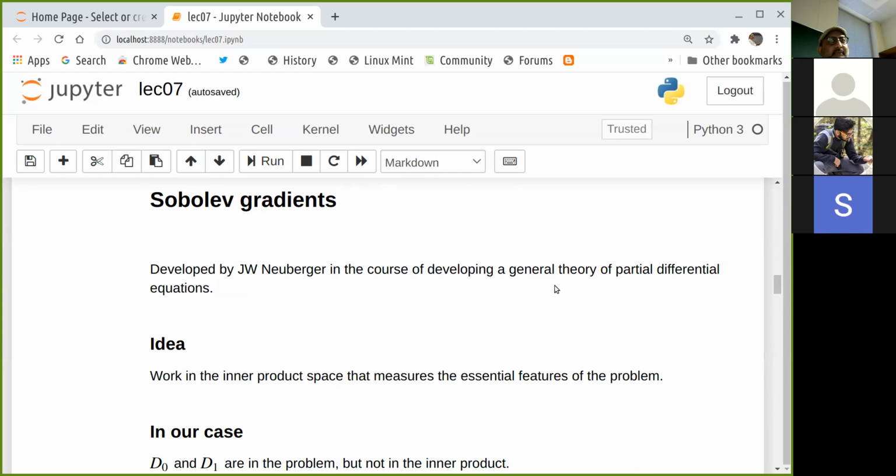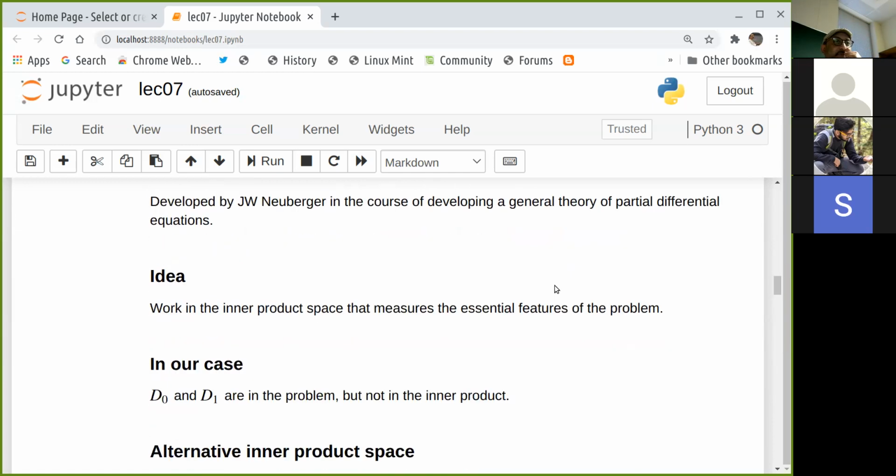And so what Neuberger would say here is that you're not measuring the right things with your inner product. D0 and D1 are quantities of interest in the problem, but you are not using an inner product which includes those. You are not using an inner product which involves d0 of u and d1 of u, even though these are quantities of interest in your problem.